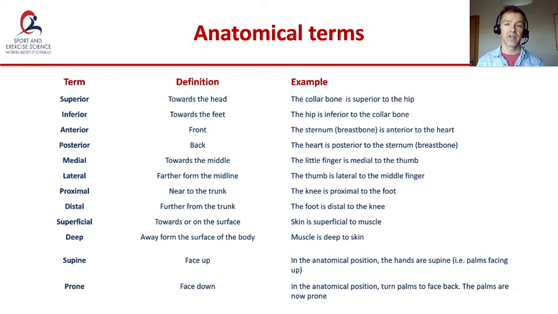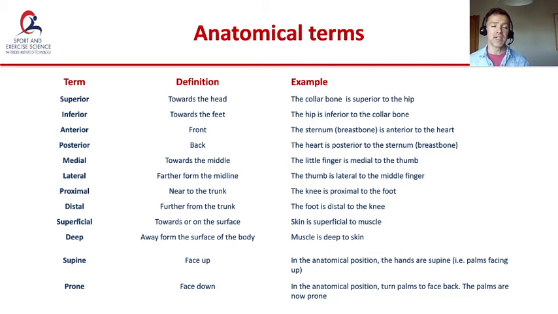So we use superior to describe something that is towards the head, and inferior to describe something that is towards the feet. Anterior and posterior, describing something that is to the front and something that is to the back. The breastbone, your sternum, that bone at the very front of your chest there, is anterior to the heart. So it lies in front or towards the front of the heart. And therefore the heart is posterior to the sternum. It lies behind the sternum.